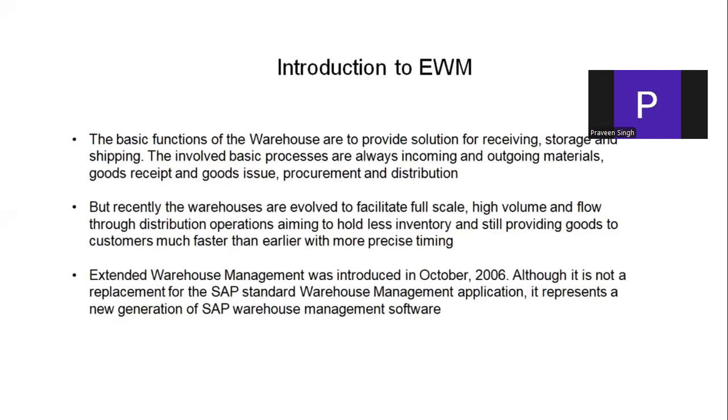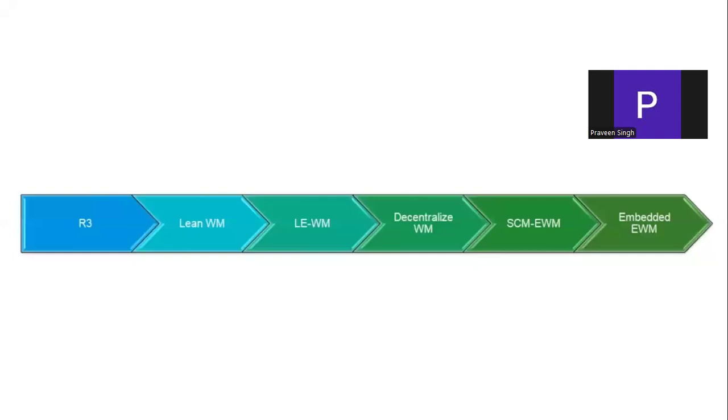Coming to the next slide, these are some of the older versions of warehouse management. R3 is the first version of warehouse management, and the second is lean warehouse management, which was the next update to it. Next comes LEWM, LE warehouse management. And then decentralized warehouse management combines the ERP and the EWM into a single module, which is called decentralized warehouse management.